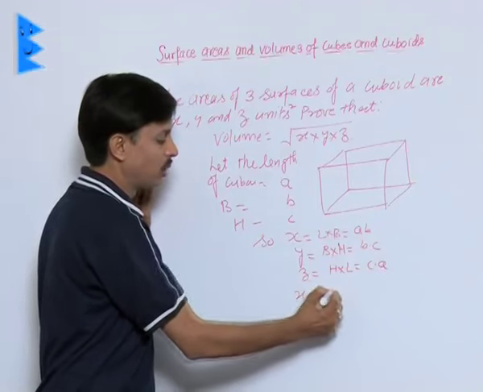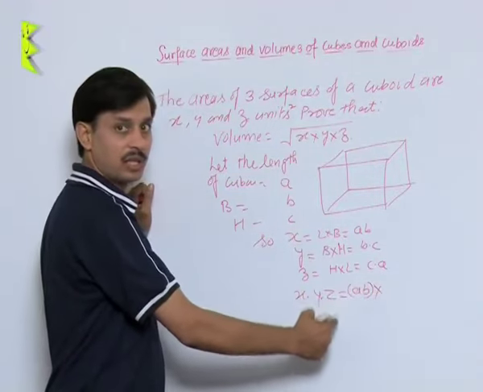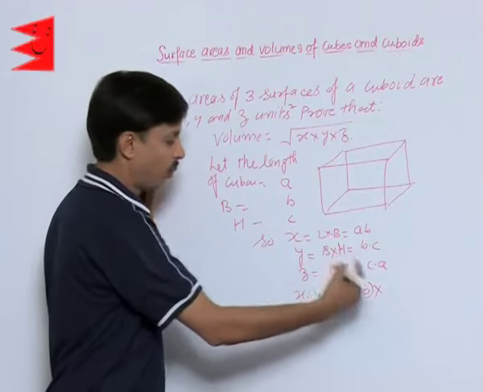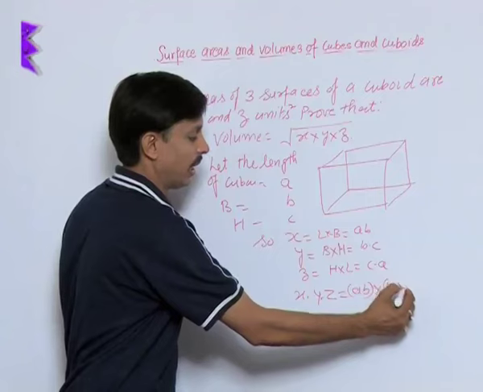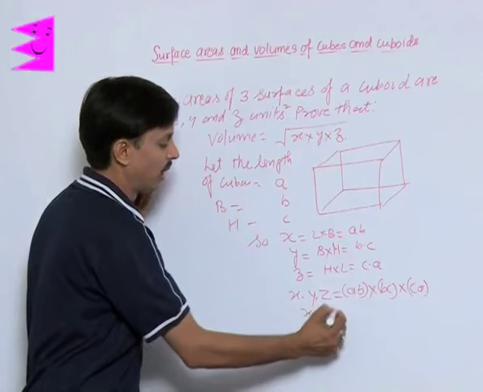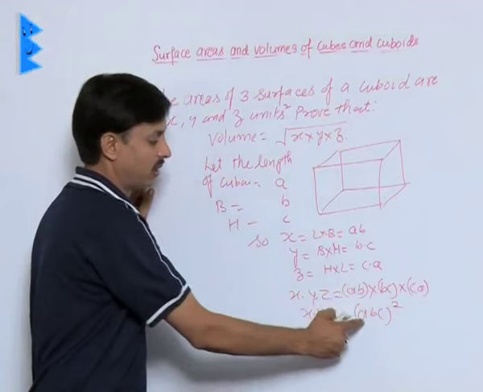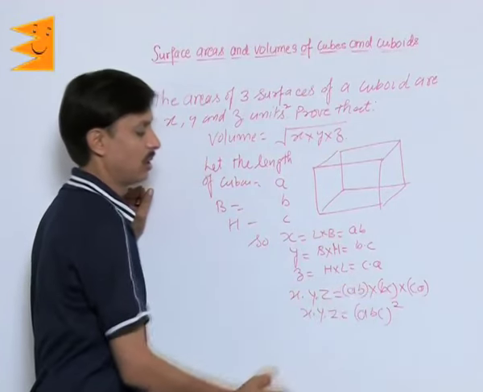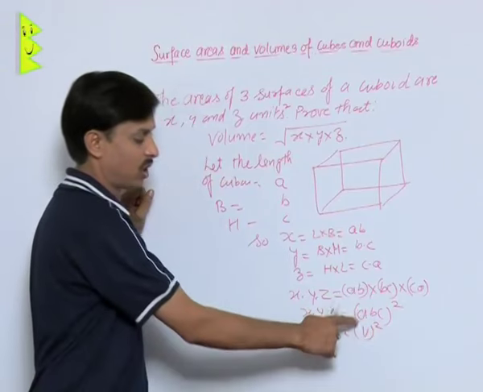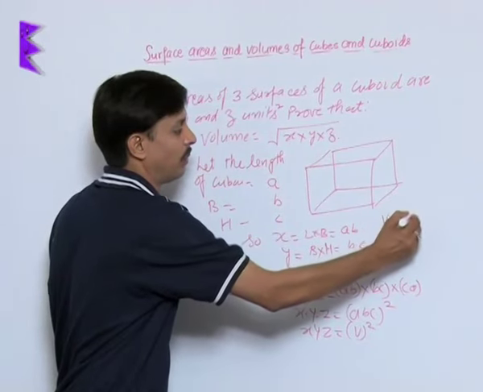Now x into y into z. X means A into B, y means B into C, and z means C into A. So x into y into z becomes ABC whole square. A is length, B is breadth, C is height. So x, y, z become volume whole square, because length into breadth into height is volume. You know that volume is equal to LBH.